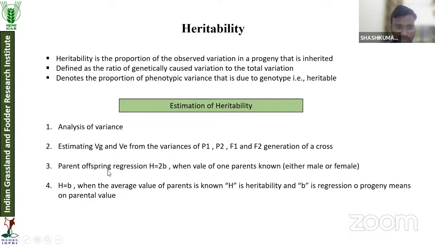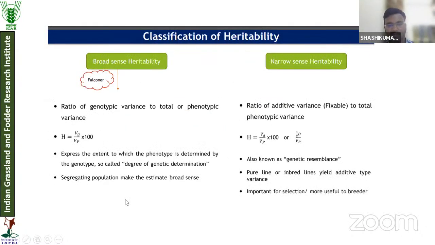Or it can be estimated from parent-offspring regression. When you use one parent as common, twice the regression of offspring on parent gives the heritability. Heritability is classified into two types, broad sense heritability and narrow sense heritability. Broad sense heritability is the ratio of total genotypic variance to the phenotypic variance, whereas narrow sense heritability is the ratio of the additive variance to the total phenotypic variance. These express the extent to which phenotype is determined by genotype.